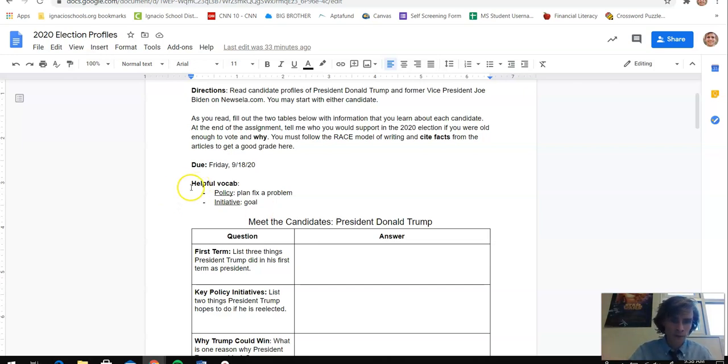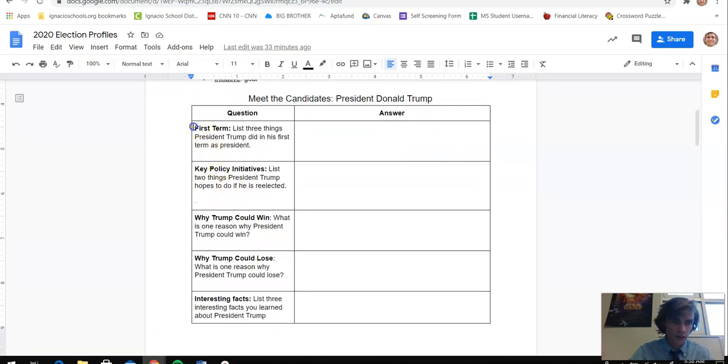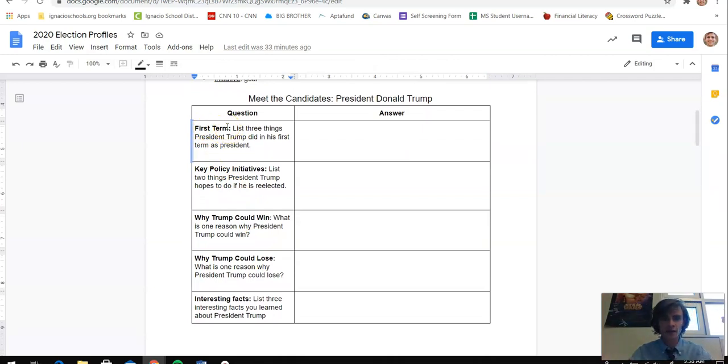A couple of helpful vocabulary. A policy is a government word that means a plan to fix a problem, and an initiative is like a goal. So when it talks about their policy initiatives, think of that as their plans for the future or what they would like to do if they are elected. So, you'll see when you read the article that these bold terms that are with the questions match up with the headings in the article.